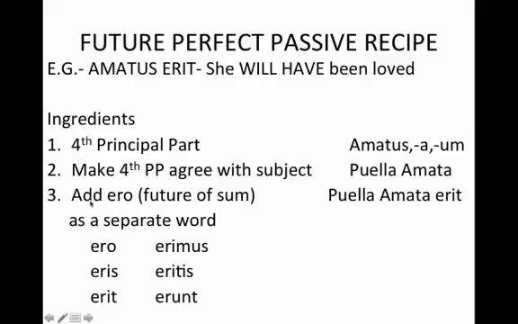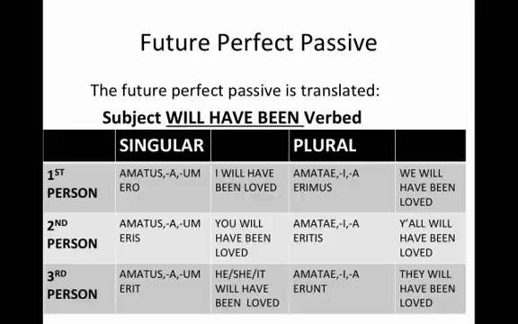Then you're going to add ero, or the future of sum, as a separate word. So you're going to add ero, eris, erit, erimus, eritis, erunt. In this case, because it's puella amata, you're going to add puella amata erit, because the girl is a she, so you use erit. And so these are the forms of the future perfect passive. The subject will have been verbed. Amatus ero, amatus eris, amatus erit. I will have been loved, you will have been loved, he, she, it will have been loved.